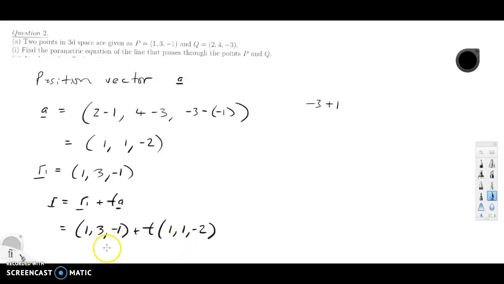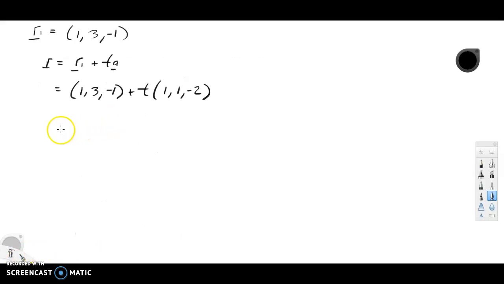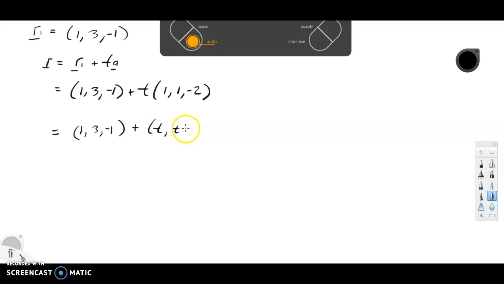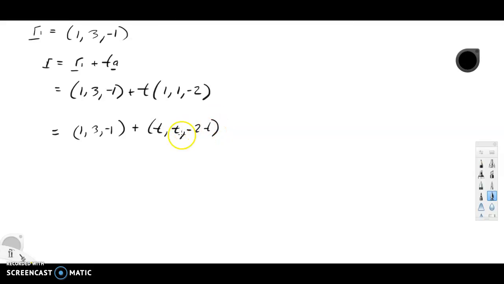And what do we do with that? We tidy that up then. So tidying that up, we get 1, we can leave that there for a minute. Then multiply in the T, we get T, comma T, comma minus 2T. So tidying up the elements, it's going to be 1 plus T, comma 3 plus T, comma minus 1 minus 2T.